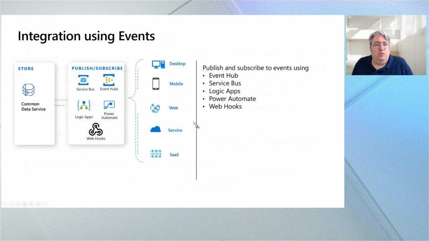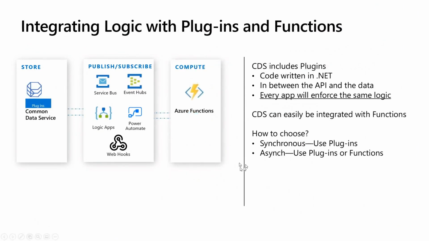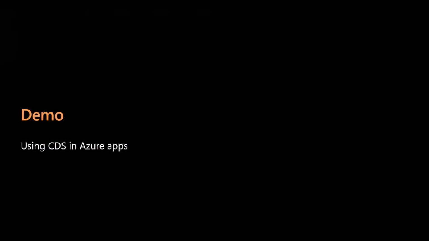So we also have support for using events. So Event Hub, Service Bus, Logic Apps, Power Automate, and webhooks. We'll talk a little bit about some of those in our demo. And then we also have the ability to use Azure Functions. So one thing we'll leave you with before we get into the demo is talking about when to use each of those. So if you're using a plugin, it can be synchronous or async. Functions are only async. If you need to use multiple references to multiple libraries as opposed to standalone code, that's another reason why you want to go ahead and use a function.